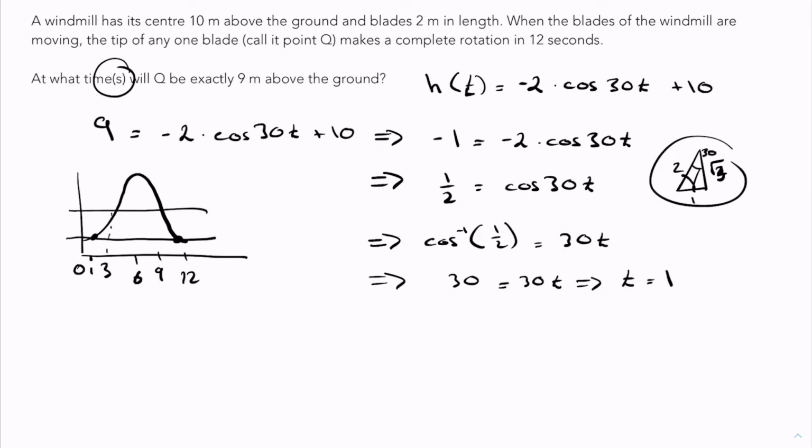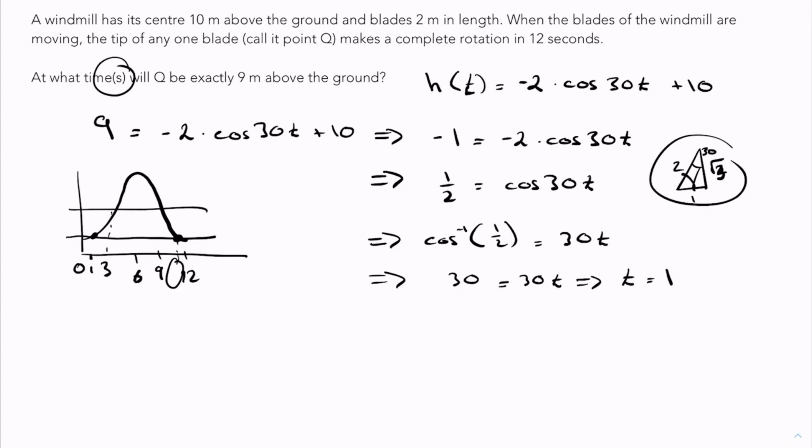Where is that? Well, 1 second is 1 second after 0. And you could ask the same question, what's 1 second before 0 to get the value on the other side, on its way down? Well, that's just going to be 11. So the times at which the height of the blade is 9 meters above the ground, there are going to be 2. You're going to have 1 second for t1, and t2 will be 11 seconds.